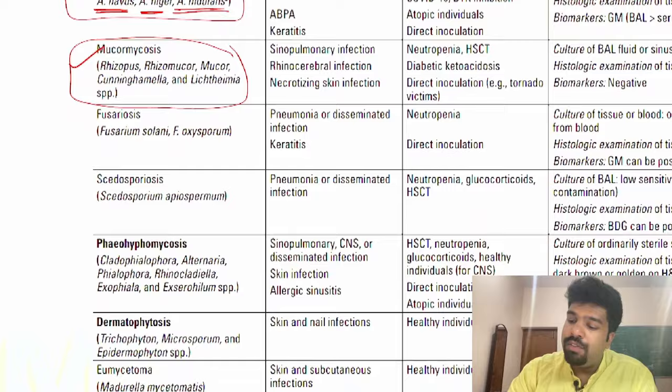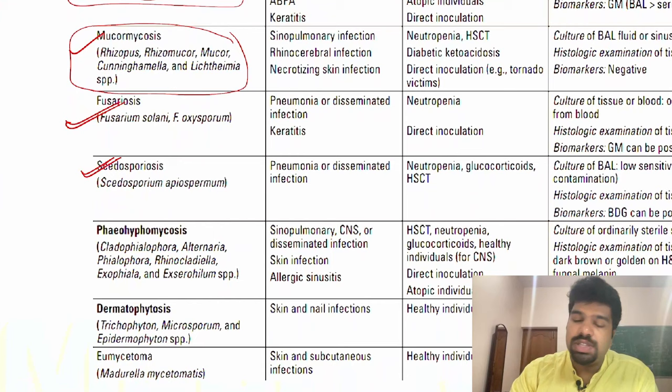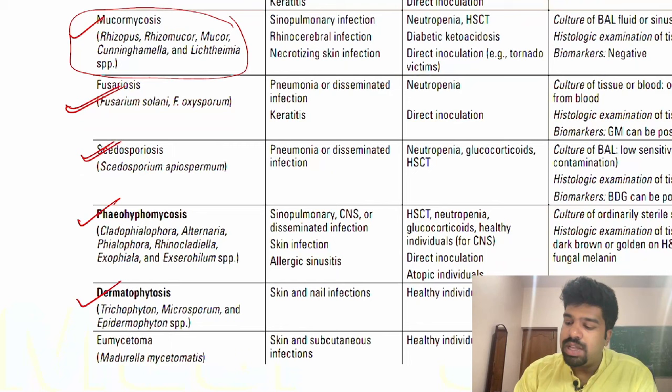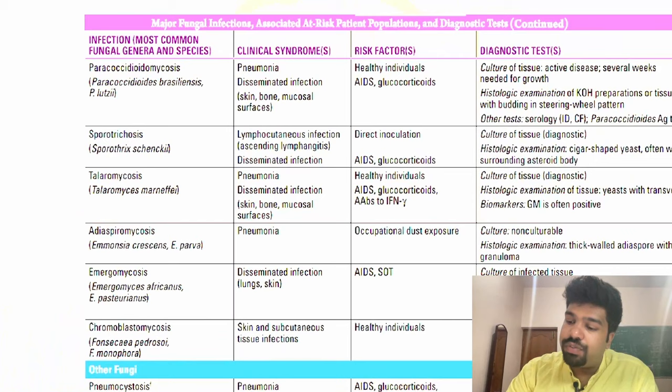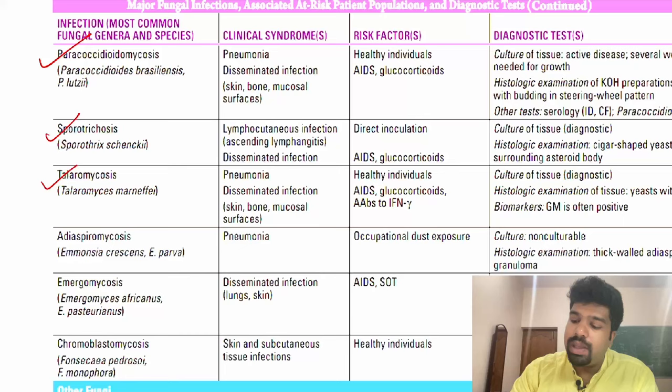Okay. Fusariosis, Fusarium solani, is again a very invasive infection. Scedosporiosis, again a very invasive infection. It can never be cultured in blood, and it has a lot of resistance, but not very much. You can still use posaconazole with combined antifungals, but it is still bad. Then you have phaeohyphomycosis, dermatophytosis, eumycetoma. All these are basically not opportunistic infections. Okay. Then you have another set of endemic infections: paracoccidioidomycosis, sporotrichosis, talaromycosis, adiaspiromycosis, emergomycosis, chromoblastomycosis.